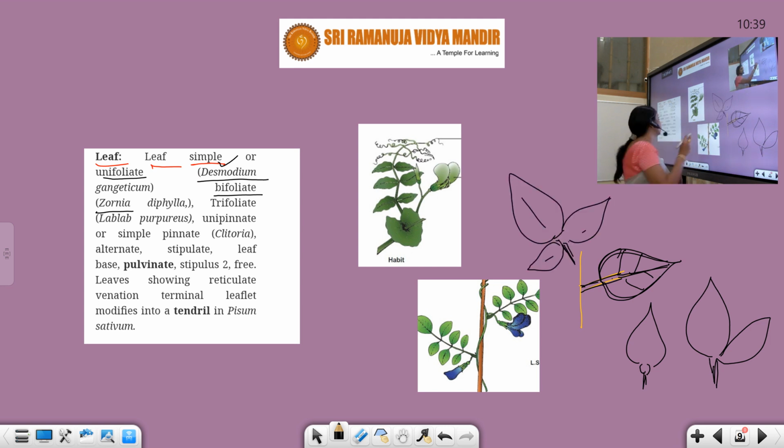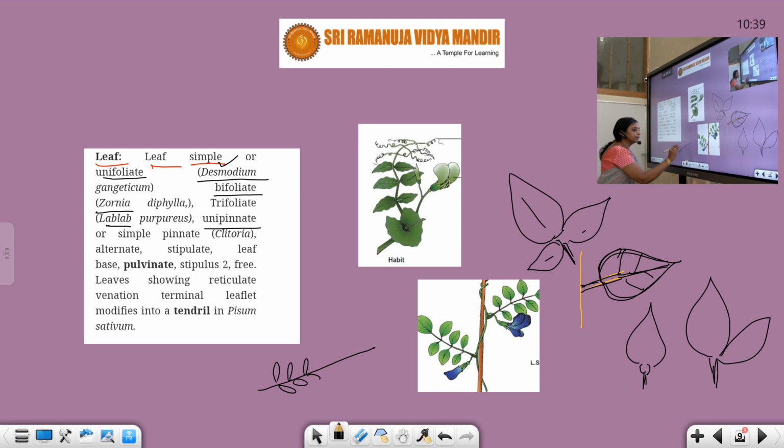That is trifoliate, as in Dolichos lablab, and unipinnate, a pinnately compound leaf. That means unipinnate has one rachis, and on that one rachis, many leaflets are present. That is unipinnate.